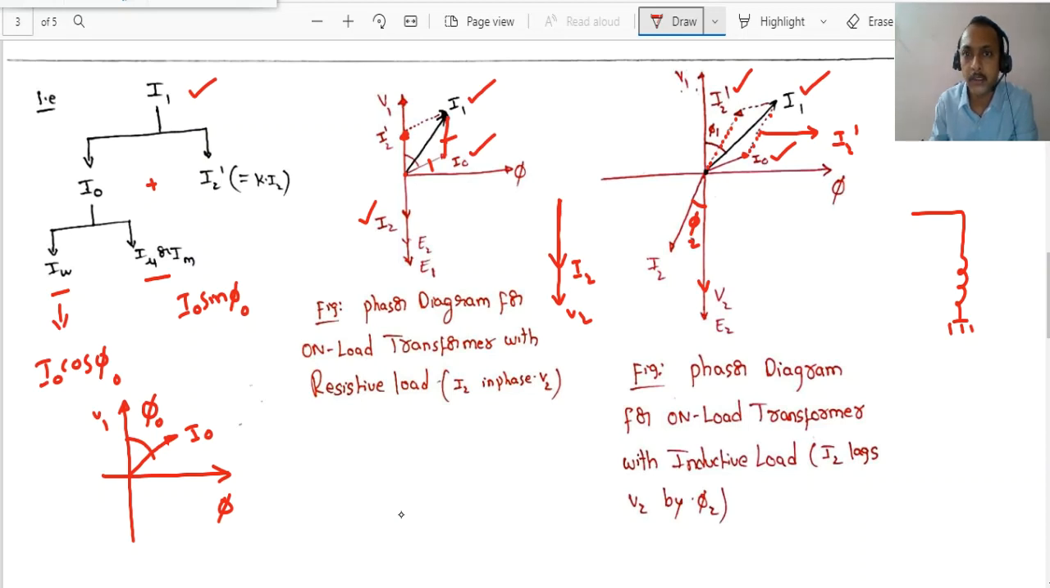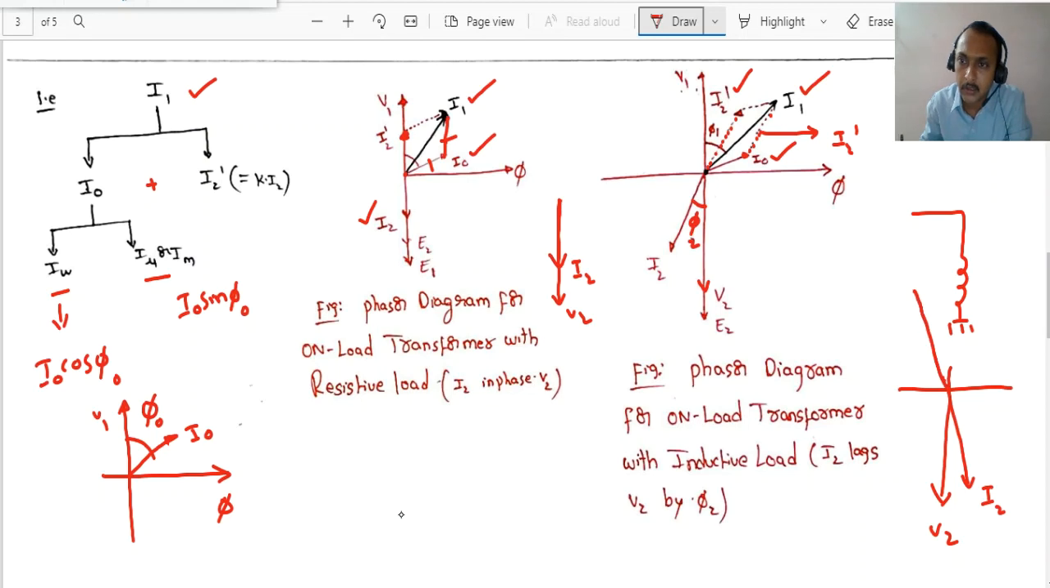Capacitive load we are not discussing; rarely will we have capacitive loads. If it is a capacitive load, the current will come towards this side. For example, if this is V2, we will get I2 like this, and I2 dash quite anti-parallel, we have to draw like this. This one will be I2 dash. This is angle phi if it is a capacitive load. If it is an inductive load, this side we have drawn, in the third quadrant we are getting.